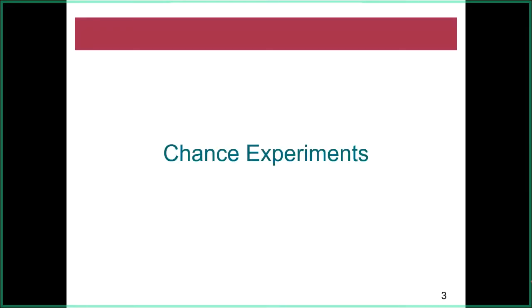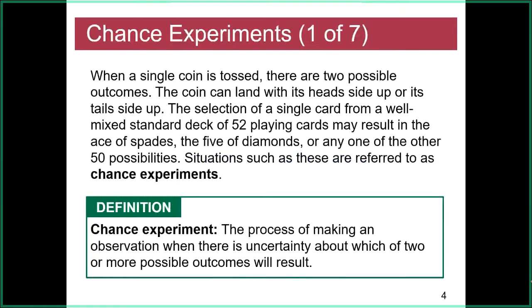A chance experiment is any sort of process in which we're making observations and from which two or more possible outcomes will result. But it's very important that we cannot predict which one of those outcomes will result. We know beforehand what the possible outcomes are. Those are events, but we can't predict which one will result. But we can determine how likely it is that one or the other will.